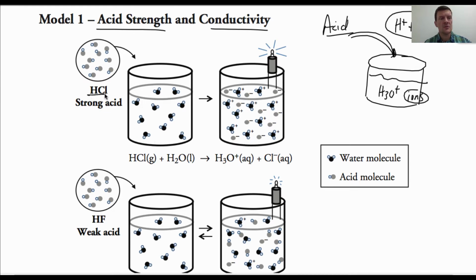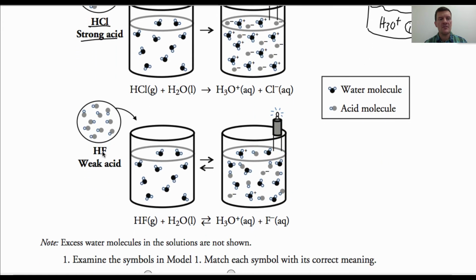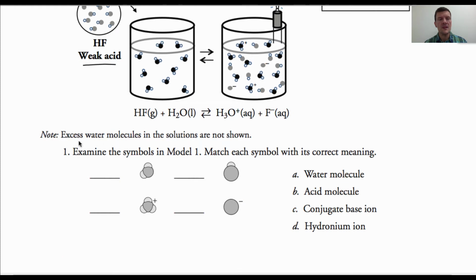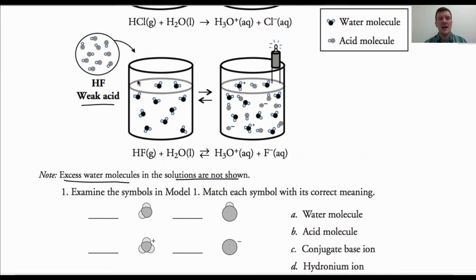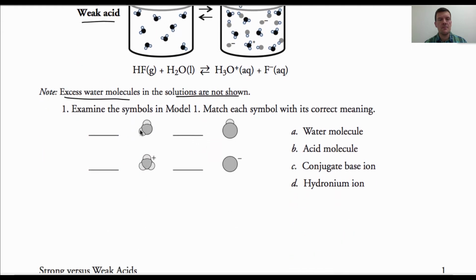So here we are told that we have HCl, which is a strong acid, and we're going to see what is true about that acid. Here we have HF, we're told that's a weak acid, and we're going to compare the two. Excess water molecules in the solution are not shown, just so you know. They are showing water molecules, but obviously there's millions and millions of water molecules besides the ones that are shown. Examine the symbols in Model 1. Match each symbol with its correct meaning. So, a water molecule, an acid molecule, a conjugate base, or the hydronium ion.